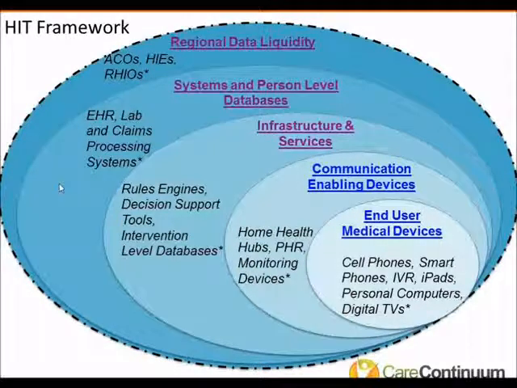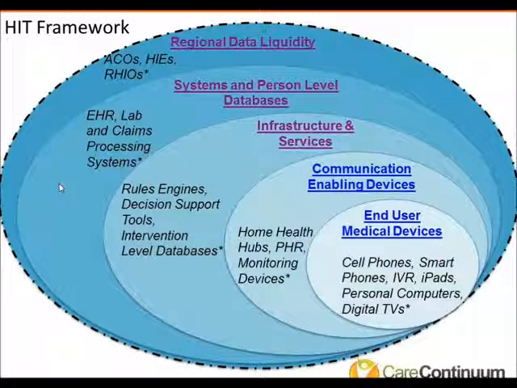An example represented here of these high-level data hubs are envisioned as the accountable care organizations, health information exchanges, and the RIOs. And again, this is at the broadest level for the beginning of the impact of health information technologies on population health management. The next part of the framework, moving down, is really the systems and person-level databases.